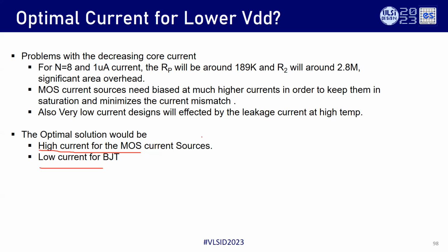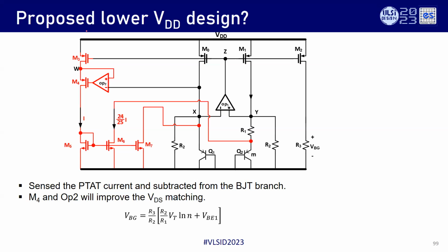So what to do? The idea we came up with, which we published about 2 years back and indexed in the reference so anybody can read the full details, is this: bias the MOS with high current and bias the BJTs with low current. Take this BJT current, let's say this is I, and subtract some current from here, so the BJTs will draw less current. So the MOS are happy with high current, and the BJTs are happy with low voltage, without any mismatch problem.